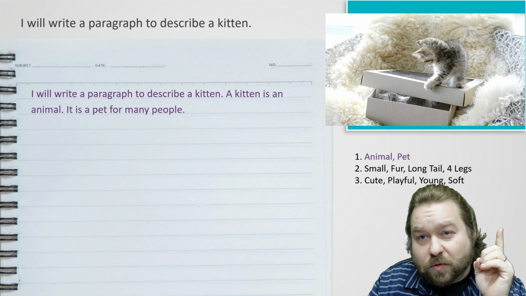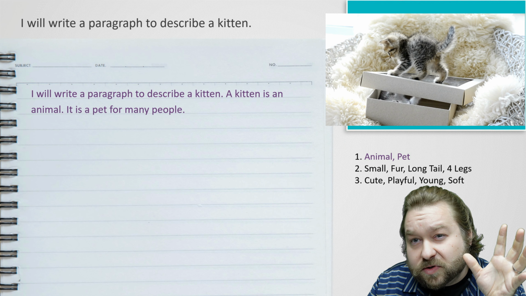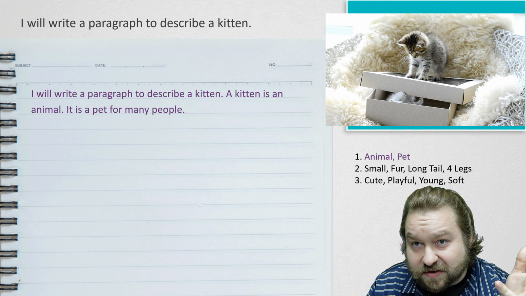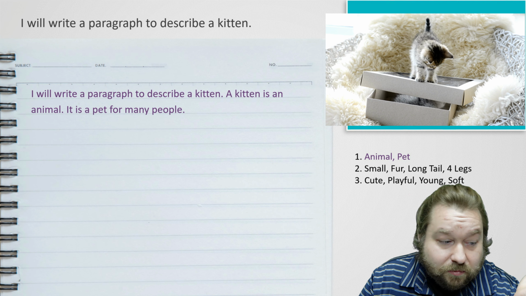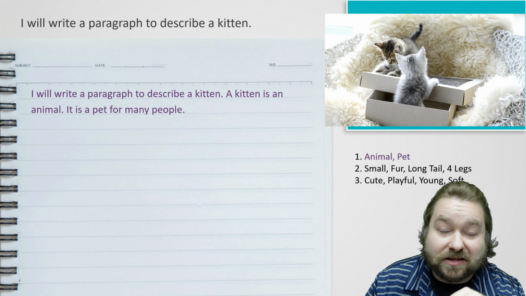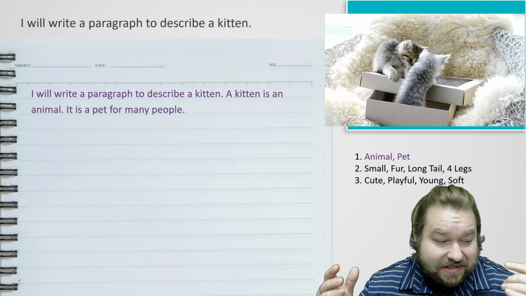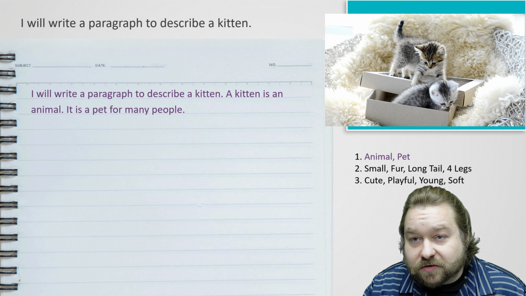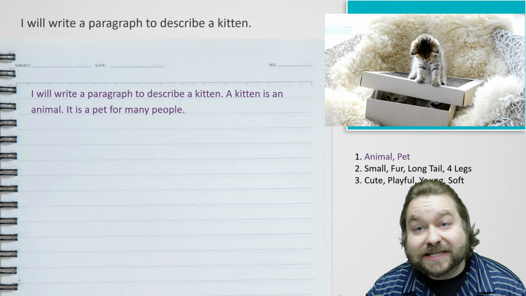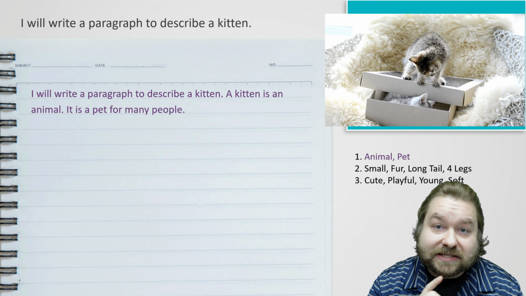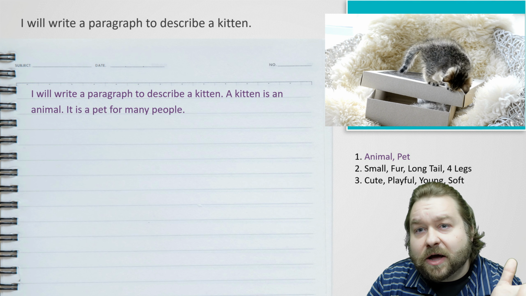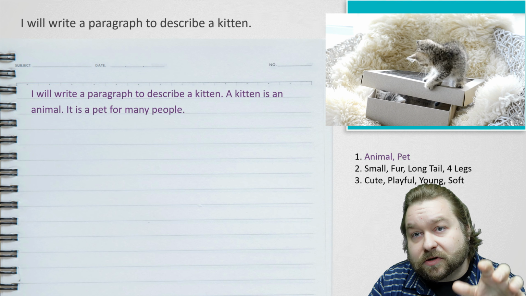Now remember, when we first started this and we chose our topic, the directions your teacher would give you would say something like, I will write a paragraph to describe, right? And boop, we put our kitten in there. So our first sentence is, I will write a paragraph to describe a kitten. Now, I know this is a terrible first sentence. But when you don't know how to do one, it's the simplest thing to write.